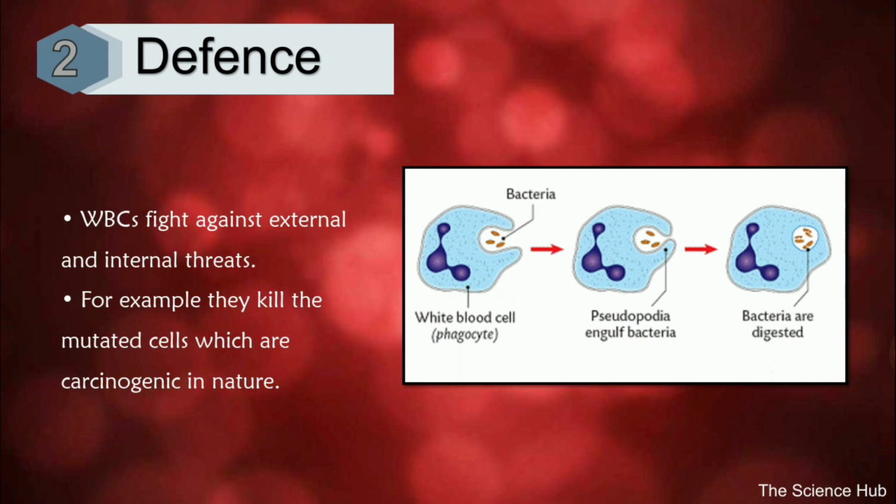The second function of the blood is defense. WBCs present in the blood fight against internal and external threats. For example, the WBCs kill mutated cells which are carcinogenic in nature, which is an example of internal threat. In the diagram you can see the WBC engulfing a bacteria and digesting it. This is an example of the external threat.